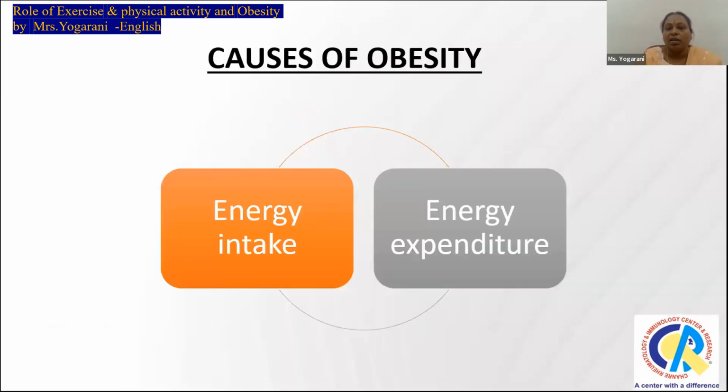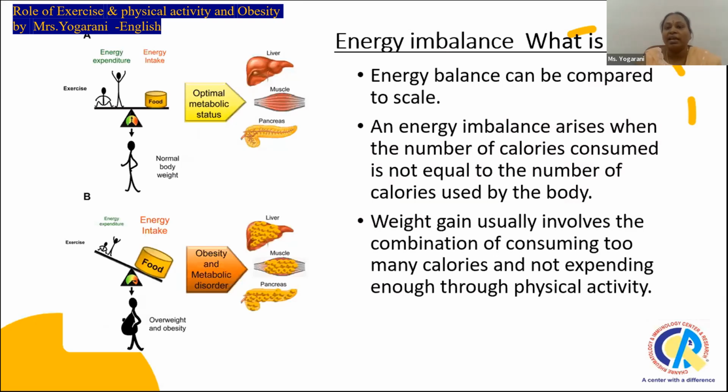What are the causes? Energy intake and energy expenditure. That is, how many calories you are consuming and how many calories you are burning. That matters. Now we'll see what energy imbalance is. Energy imbalance is compared to a scale: how many calories we are consuming and how many calories are used by the body. When weight gain happens, we are consuming more calories of food and not expending them through physical activity. This imbalance leads to overweight and obesity.